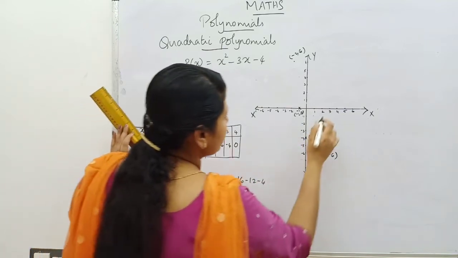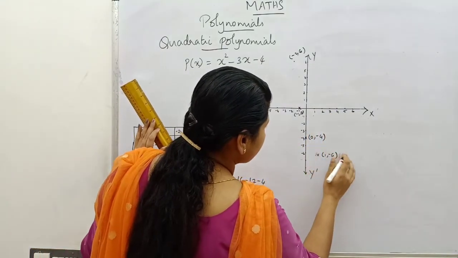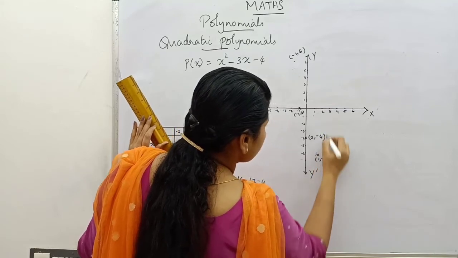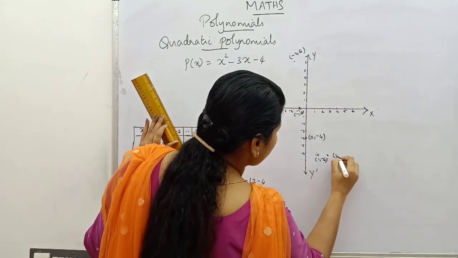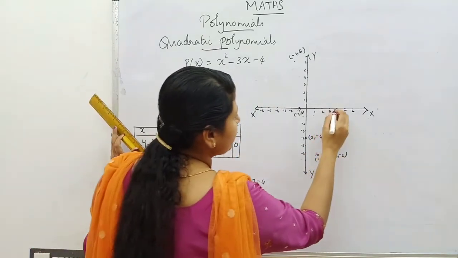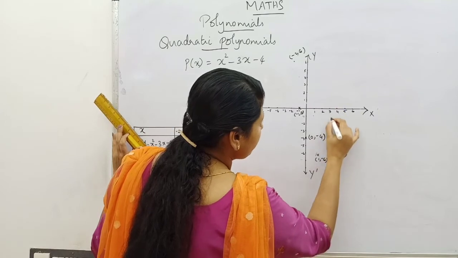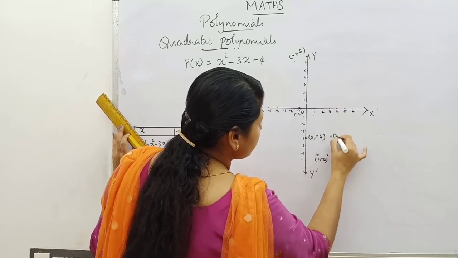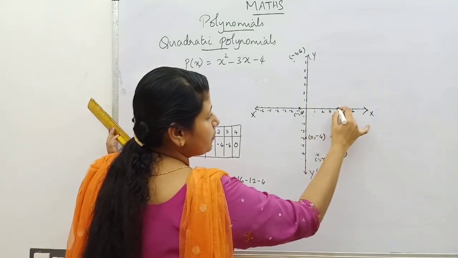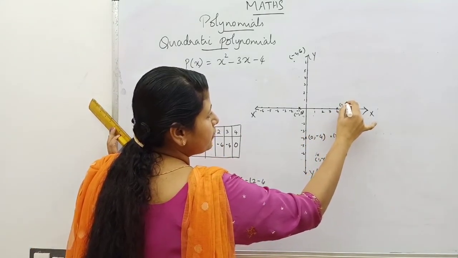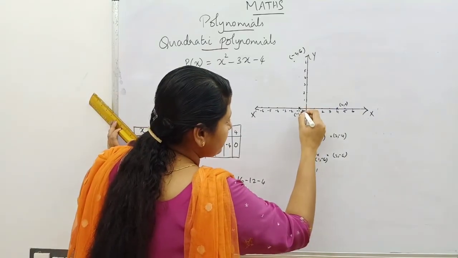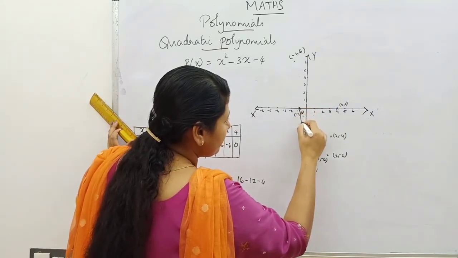Then 2, negative 6. Here is 1, negative 6, and this is 2, negative 6. Then 3, negative 4. This is the point, 3, negative 4. And one more, 4, 0. 4, 0 is this point. We can draw a graph just like this. This will be a curve.